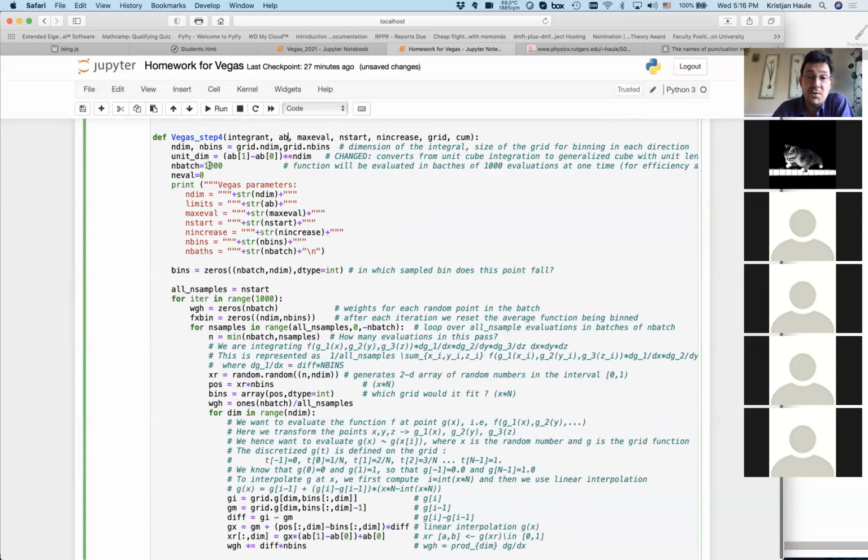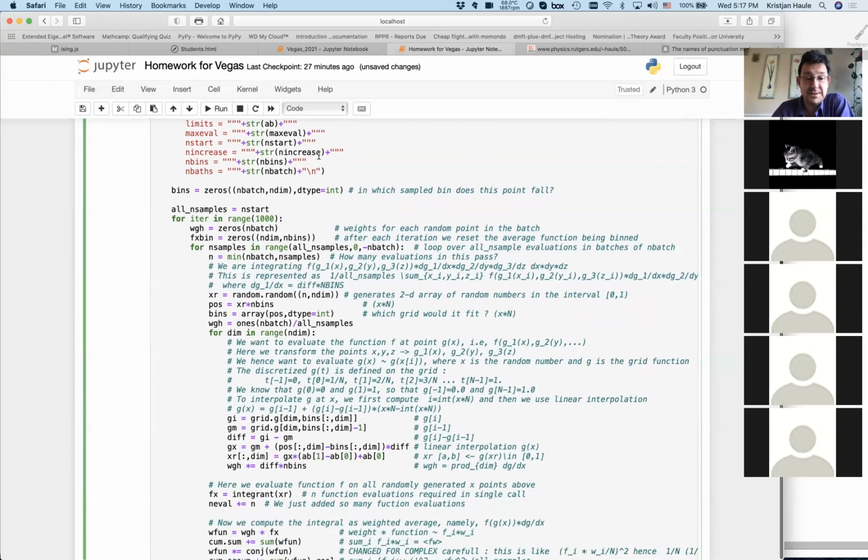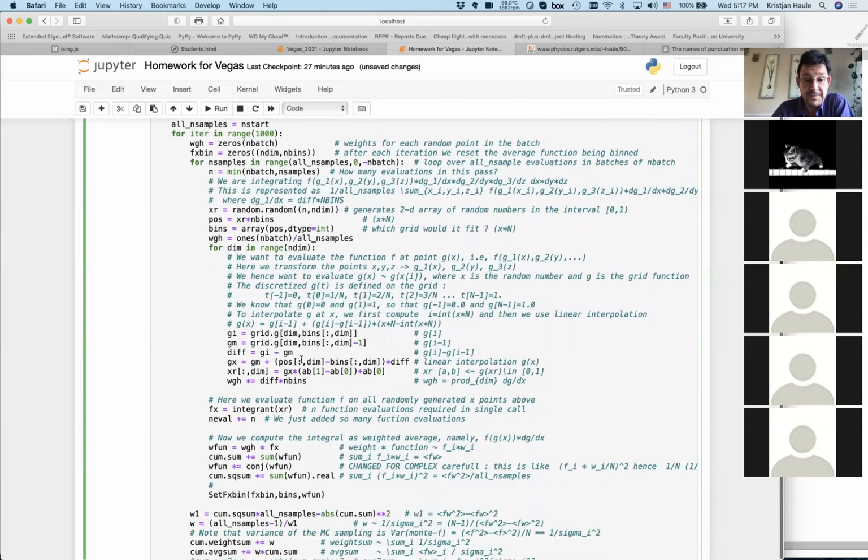Well, only a few lines need to be changed. So one line is that unit dim, which is the volume, this is actually just the volume of the entire space, is now B minus A, isn't it? AB of 1 minus AB of 0, which I can call B minus A to the power of dimension. So instead of unit to the power of dimension, it's B minus A to the power of dimension. So this is really simple. The volume has been changed right now. Then what else? This line has been changed.